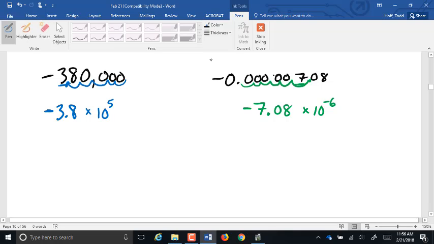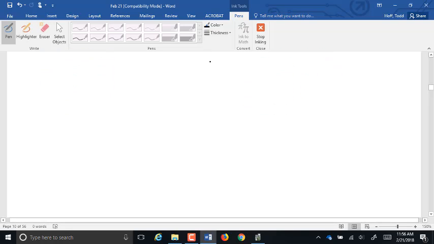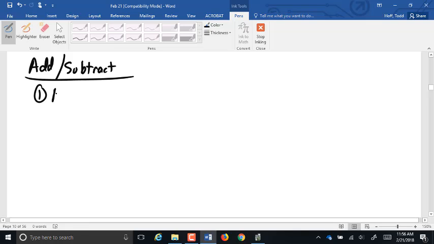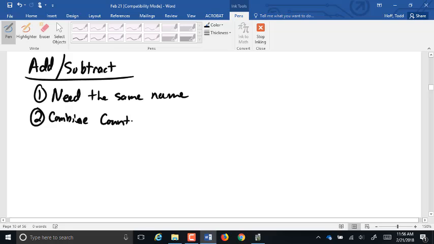So we can convert numbers from standard notation into scientific notation. Let's take a look at operations. Now remember, we flash back when we add or subtract. I know you're probably sick of hearing these rules by now, but they're very important throughout all of math. The first thing is we need the same name. And then, of course, we're going to combine the counts. We always combine the counts no matter what operation we're doing.